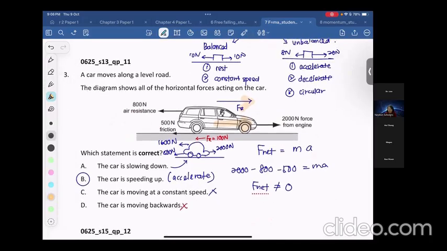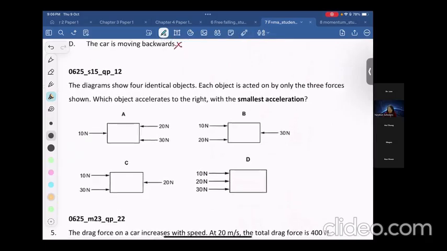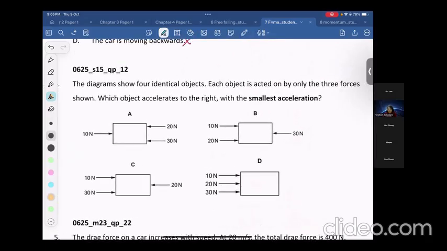Okay, so here we go to the next question. The diagram shows four identical objects. Each object is acted on by only the three forces shown. Which object will accelerate to the right with the smallest acceleration? Now, boys and girls, answer me in the chat box. A, B, C, D. Which one accelerates to the right with the smallest acceleration?